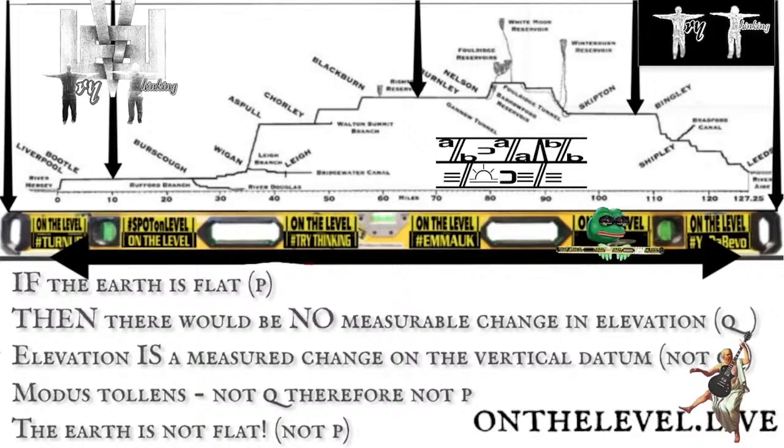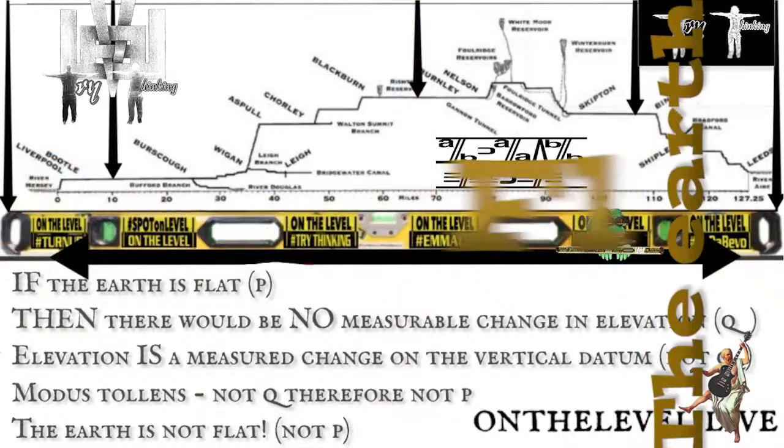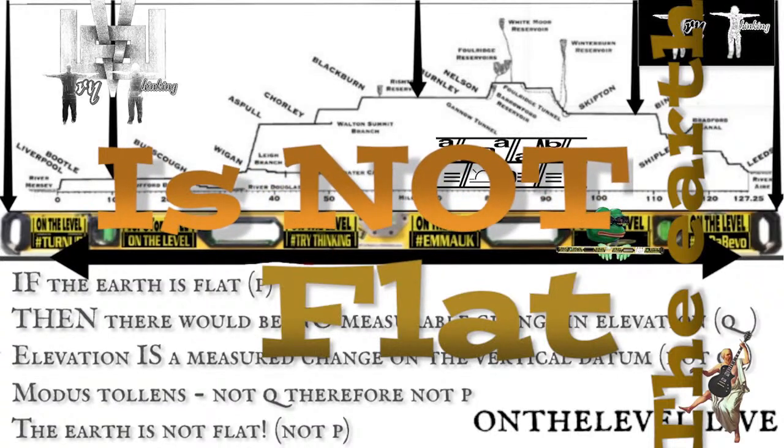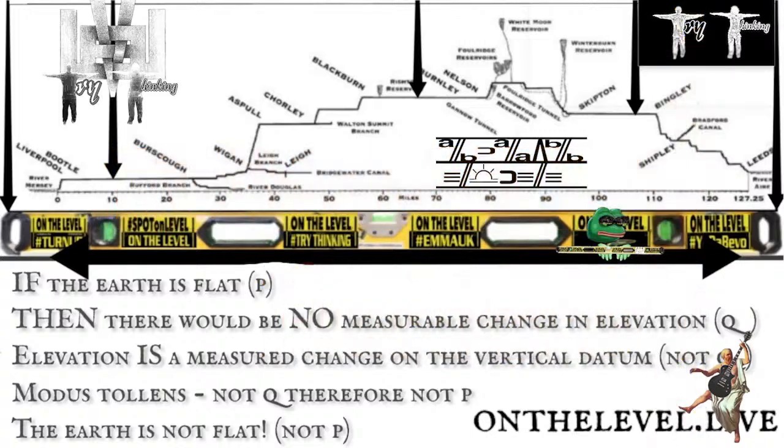If the Earth is flat, then there would be no measurable change in elevation. Elevation is a measured change in the vertical axis, therefore not flat. Therefore, Earth is not flat. And in maths, you can prove whatever you like. I'm saying it's not physics. That's all that I'm saying.